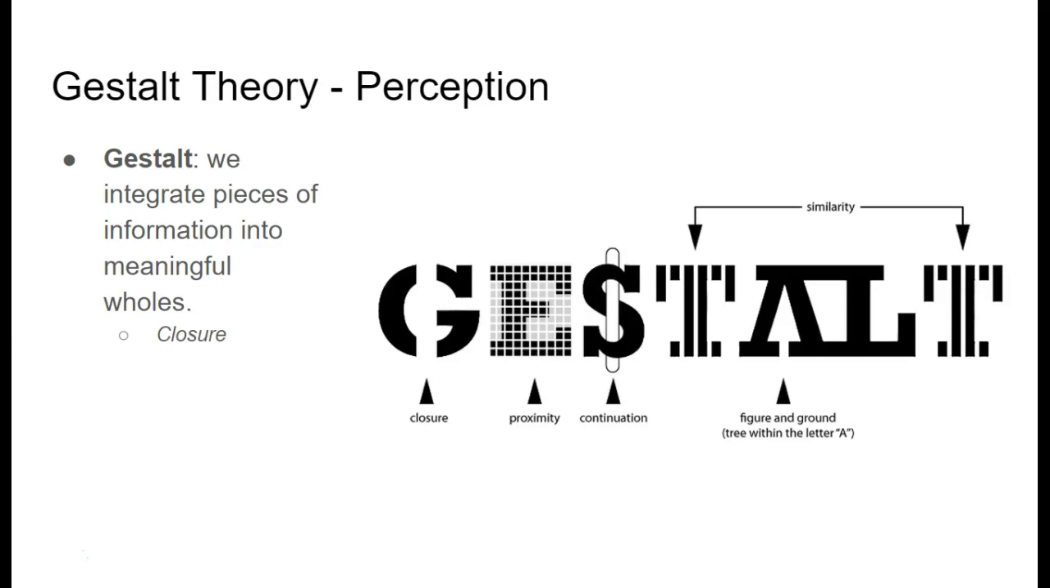The first is closure. If we're not given all the information, our mind automatically fills it in. The second is proximity. If things are close together, we assume they are together. Continuation is the third. Again, if things seem to be continuing, like the S or the line down the middle, we assume that it's together. Similarity: things that are similar, we assume to be the same. Figure ground. Figure ground is when an object stands out. So for example, if we take a look at the A right here, as soon as I say that there's a tree right here, that tree is going to stand out from the background, and that's your figure ground.